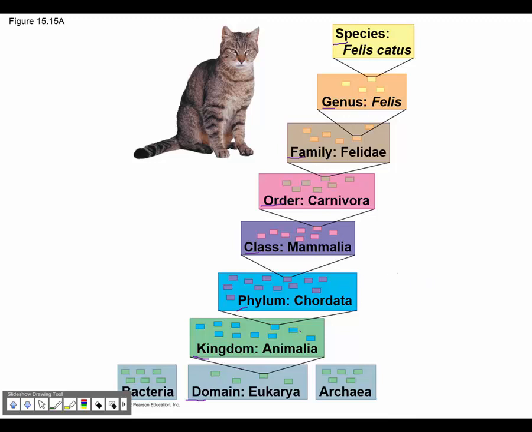So we are also animals. We're also chordates. We're also mammals, right? And so that shows our commonality with the felines. So we are similar to the felines to class. Okay.